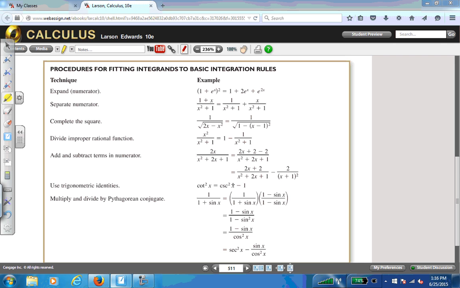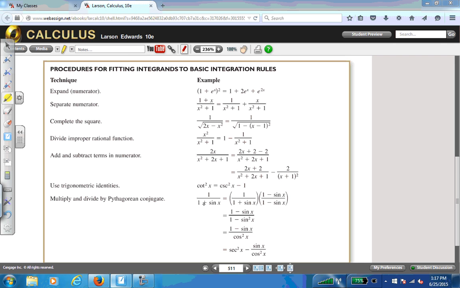Sometimes we might have to use a trig identity to integrate something. We might not directly know how to integrate cotangent squared, but we have a formula for integrating cosecant squared and 1, so we can use an identity to replace something with something that's equivalent to it. And one other thing to be on the lookout for, if we have a 1 plus sine, a 1 plus cosine, things of that nature, maybe 1 plus secant, 1 minus secant, then occasionally we might multiply top and bottom by the conjugate of that.